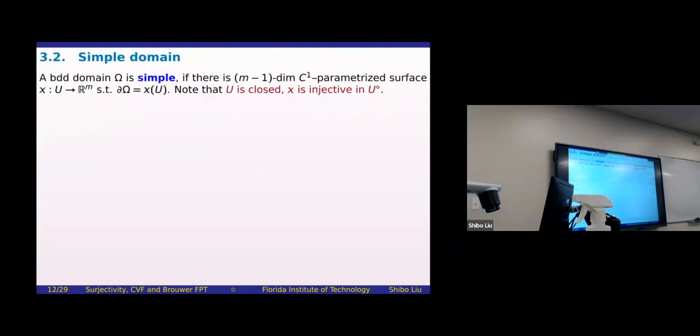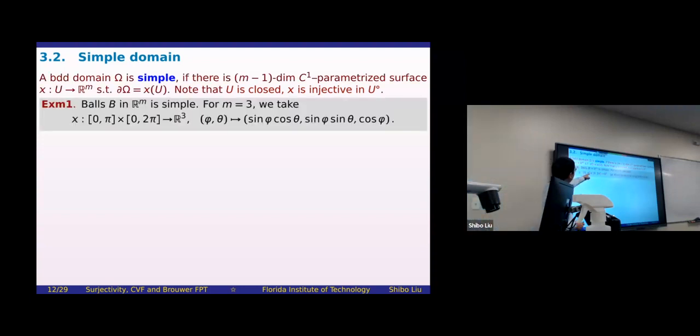So now let's start presenting our proof of that theorem. Firstly, we consider the so-called simple domain. A bounded domain is called simple if the boundary of the domain can be covered by a single parametrization. For example, balls in any dimension are simple. In the three-dimensional case, the surface of the ball is a sphere which can be parametrized using this map. This map is regular interiorly, and also injective. Of course, because we allow the domain to be closed, this actually covers the whole sphere.